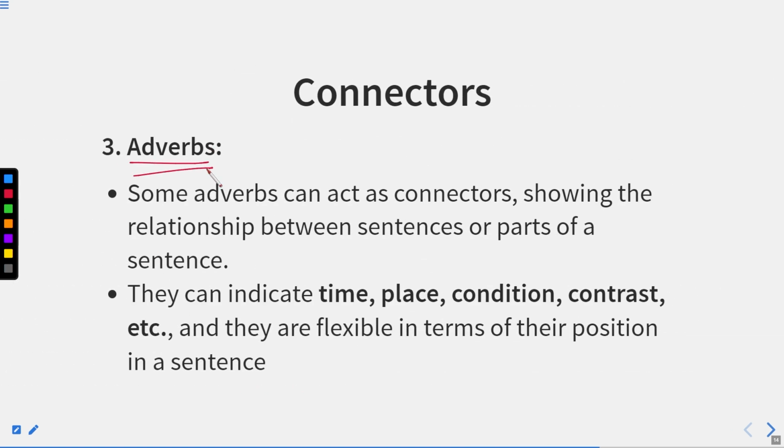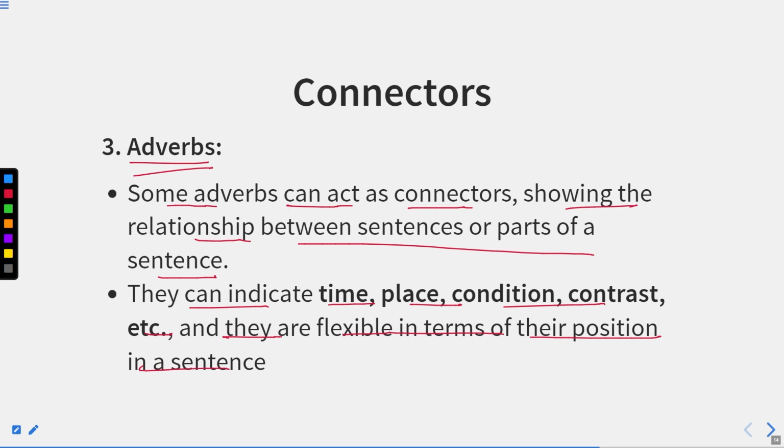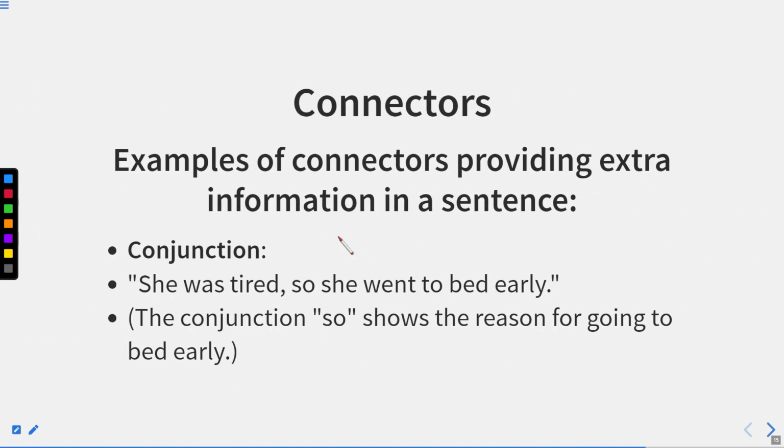Now we'll talk about adverbs. This is another type of connector. Some adverbs can act as connectors, showing the relationship between sentences or parts of a sentence. They can indicate time, place, condition, contrast, etc., and they are flexible in terms of their position in a sentence. Examples of connectors providing extra information in a sentence.